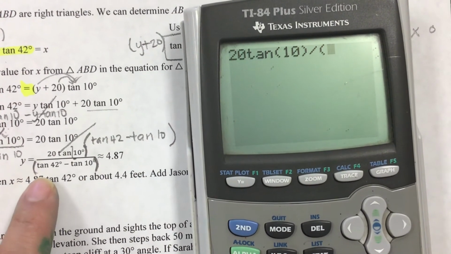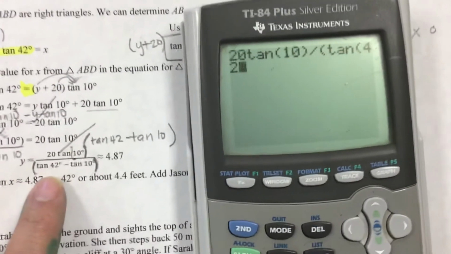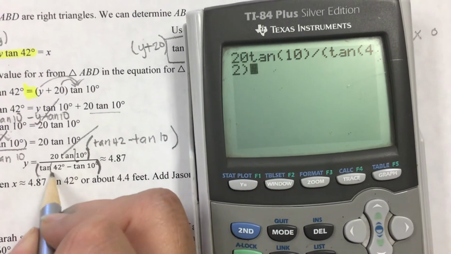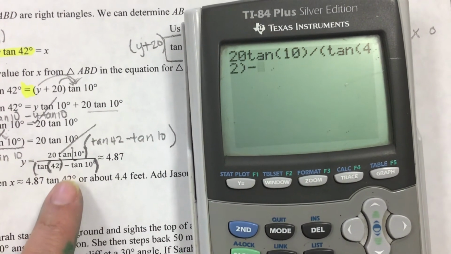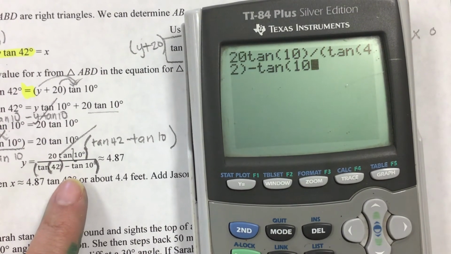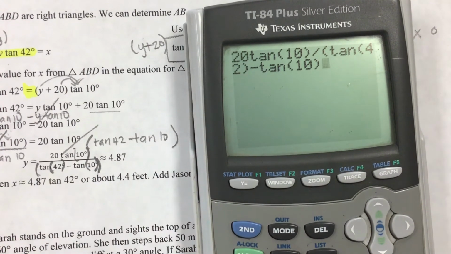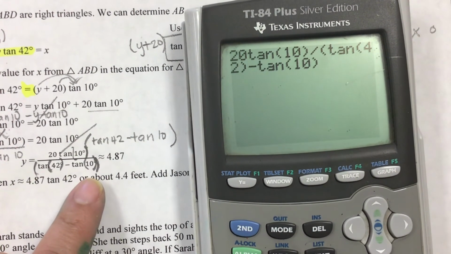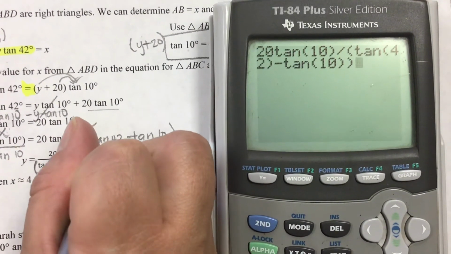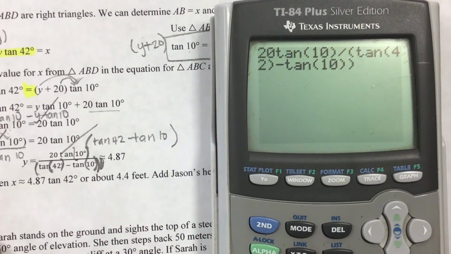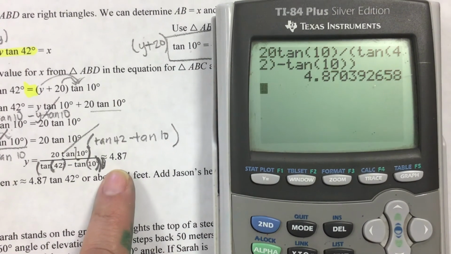So we're going to write tangent of 42. And then we have to close the parentheses for just the tangent, minus the tangent of 10, and close those parentheses for the tangent of 10. Just the tangent of 10. And then we're closing the parentheses again for the whole denominator. You hit enter, and that's how they got approximately 4.87.